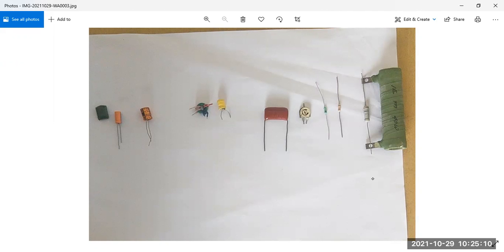This is below 1 watt or 1 watt resistance. This is above 1 watt up to 2 watt resistance. That's why this is thicker, and this is the 40 watt resistance. This is also a resistance. So resistances differ according to their application.